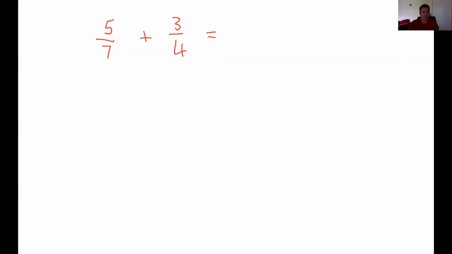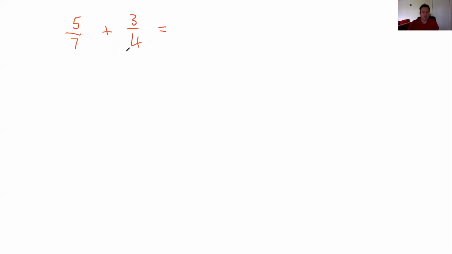I believe the first one was 5/7 plus 3/4. So let's just have a little play around with that. The first thing we notice is that the 7 and the 4 are different denominators. They're not in the same number family. So we need the lowest number that is in both of these times tables. 4, 8, 12, 16, 20, 24, 28, 32.